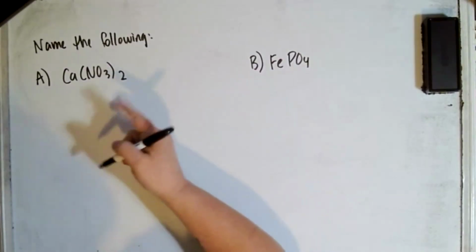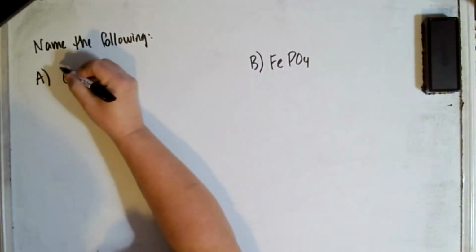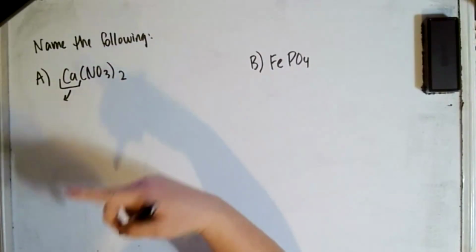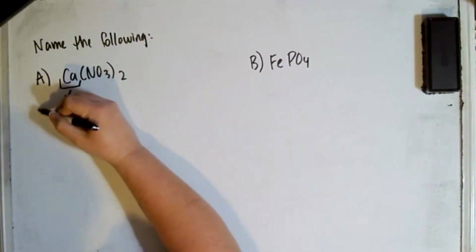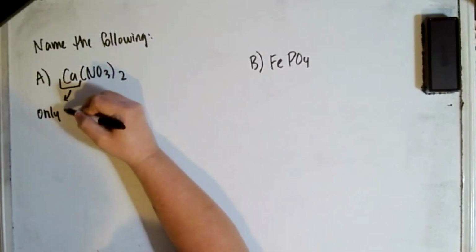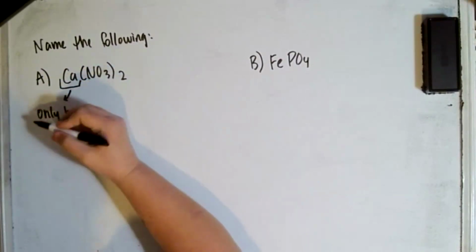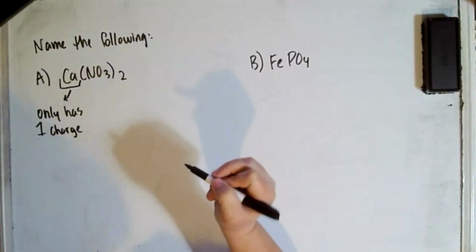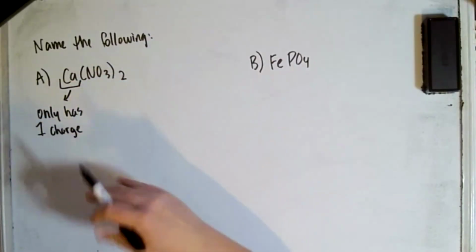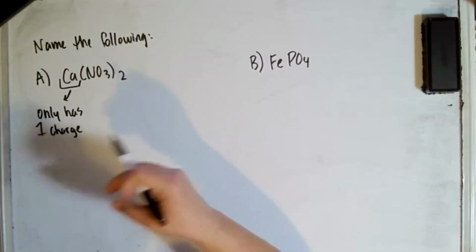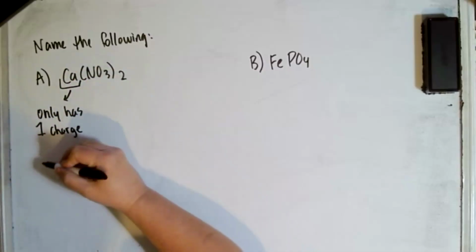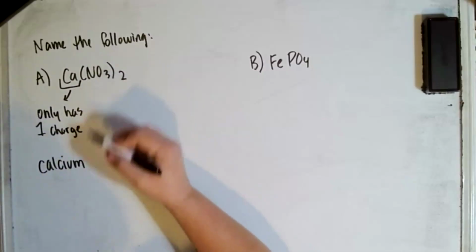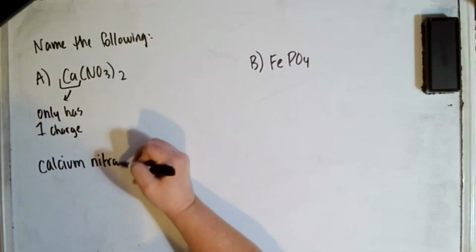Okay. So for both of these, before I do anything else, I'm going to look at my metal and decide whether it only has one charge or more than one charge. Calcium is in group 2A. It only has one charge. It only has a +2 charge. So when I go to name this, I don't have to worry about including the charge in the name. The name of this compound is just going to be calcium, which is the name of the metal, and nitrate, which is the name of the polyatomic ion.